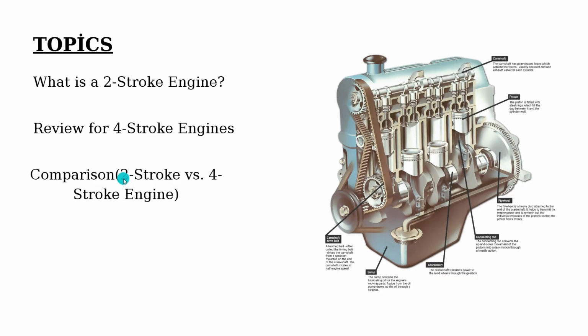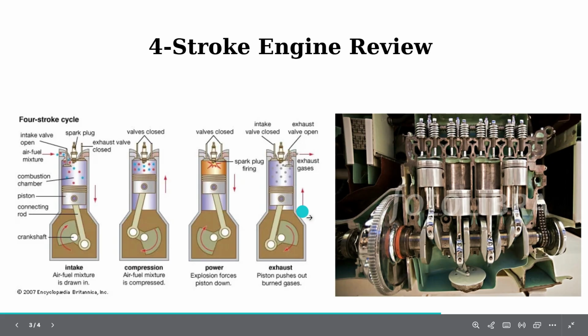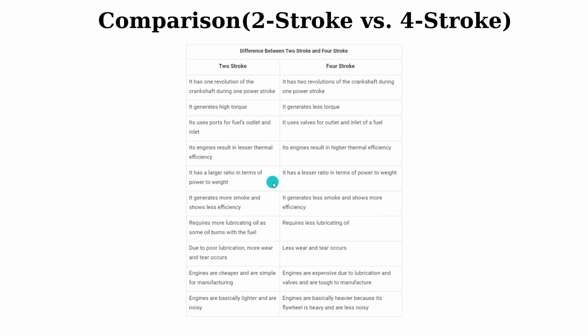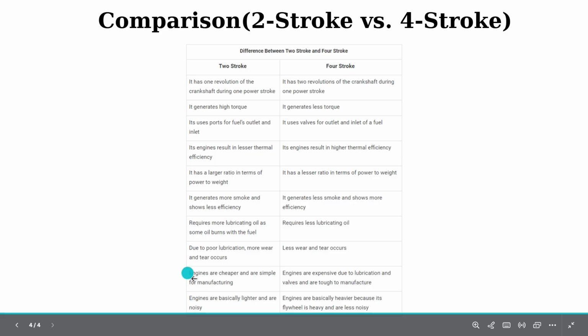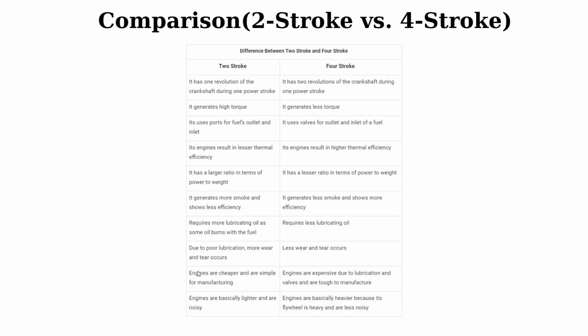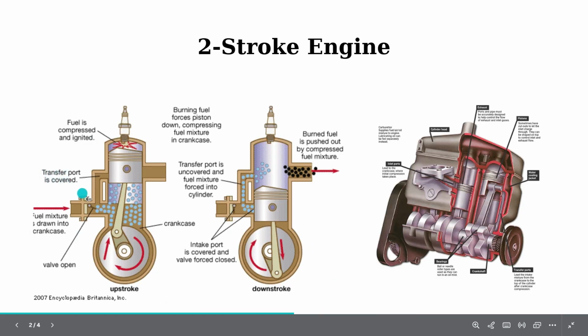In this lesson, firstly we will understand the basic idea of two-stroke engines. Then I will review the four-stroke engine. After that, we will compare these two systems in terms of working principle, efficiency, power, and usage. At the end of this lesson, you will understand the differences between two-stroke and four-stroke engines and why both types are still used today. Okay, I think now we can start with the two-stroke engine.